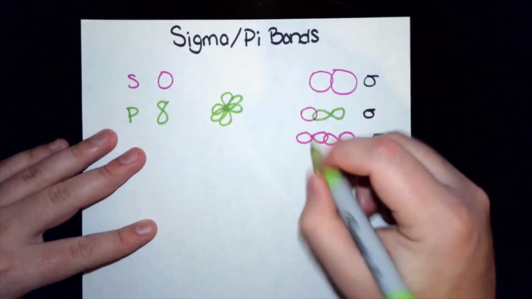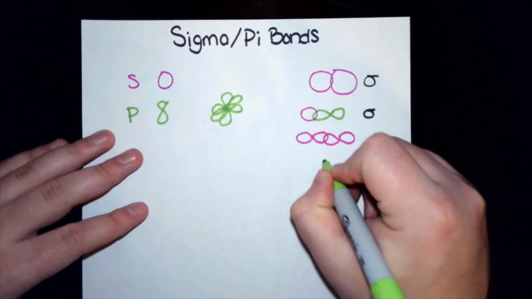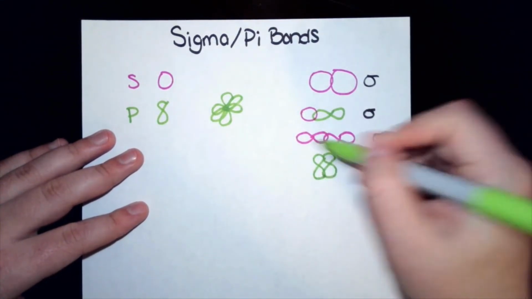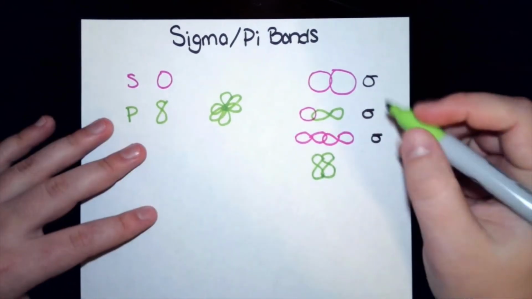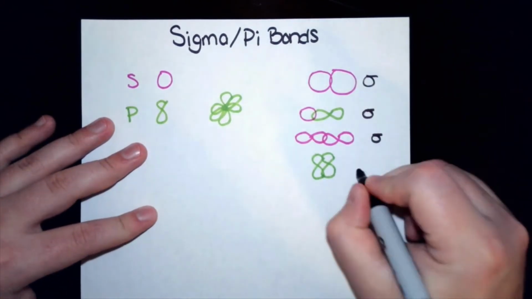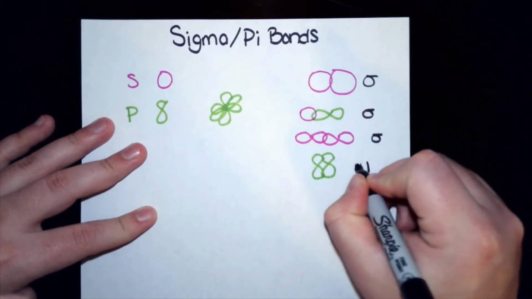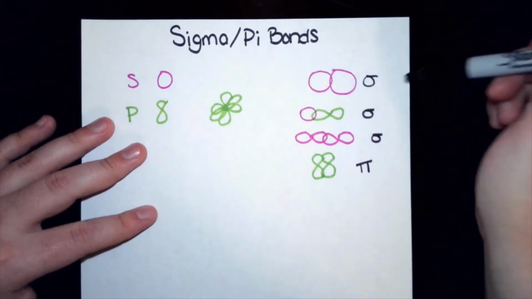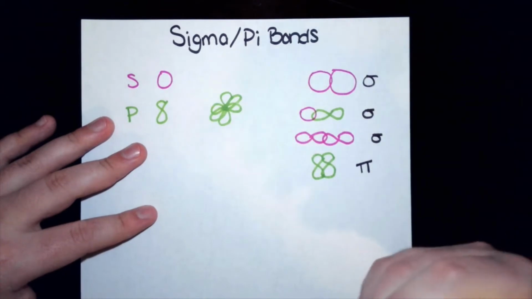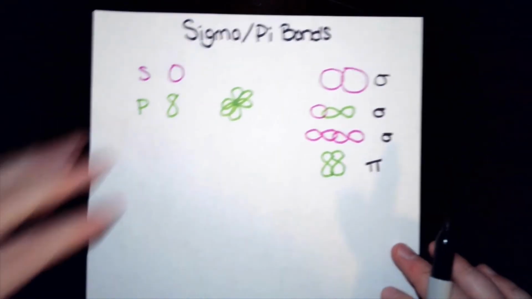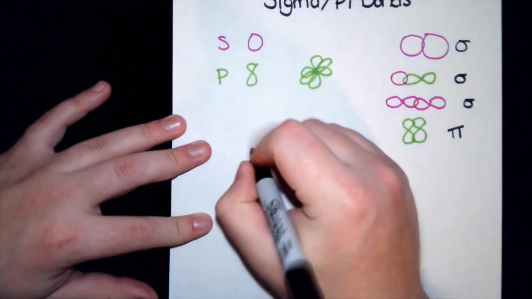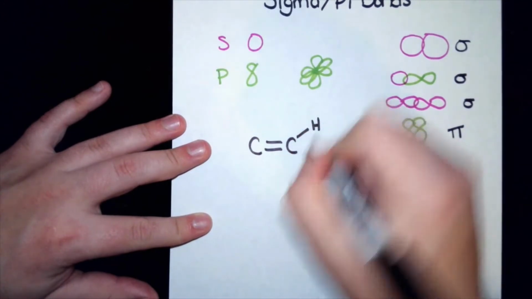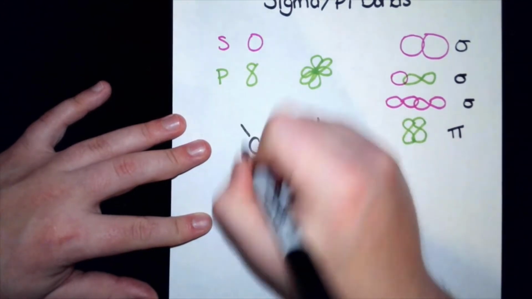If you have 2 P orbitals that overlap parallel to one another, where the long axes no longer run into each other, they're instead running parallel, that is now a pi bond. So the 2 types of molecular orbitals that you will have to worry about are either just sigma or pi. So let's take a look at a molecule to look at those in action. I'm just going to show a basic molecule here to start. 2 carbons double bonded to each other with hydrogens off of each of them.